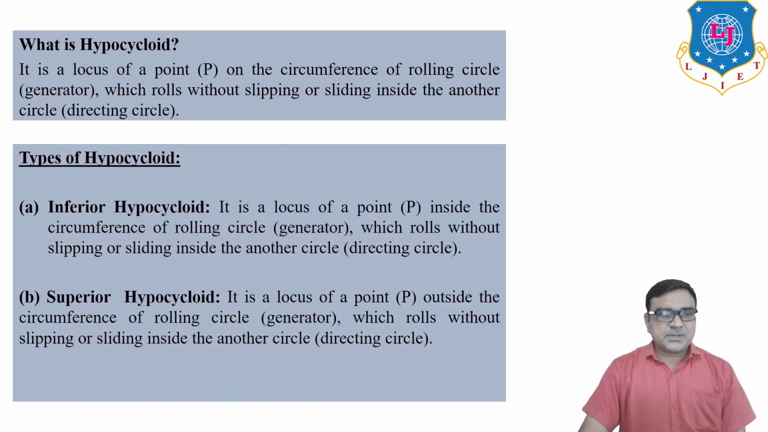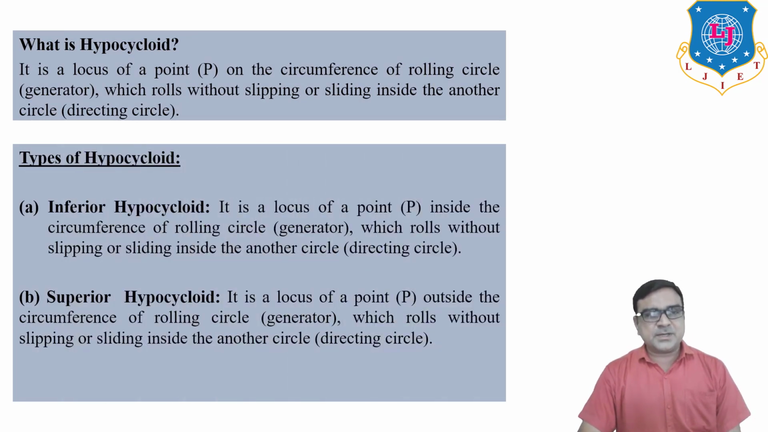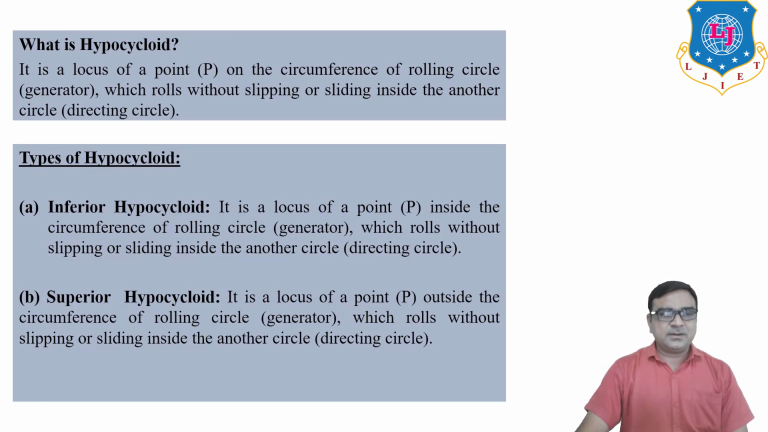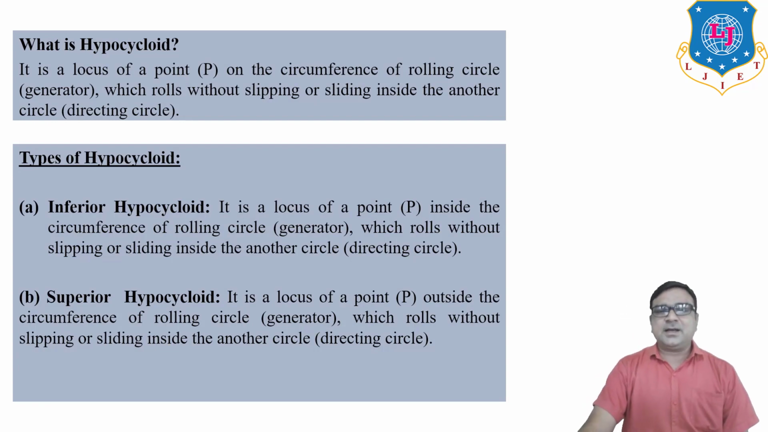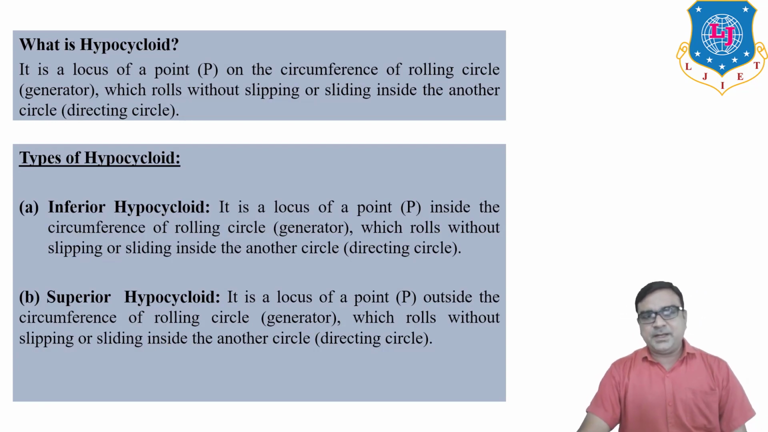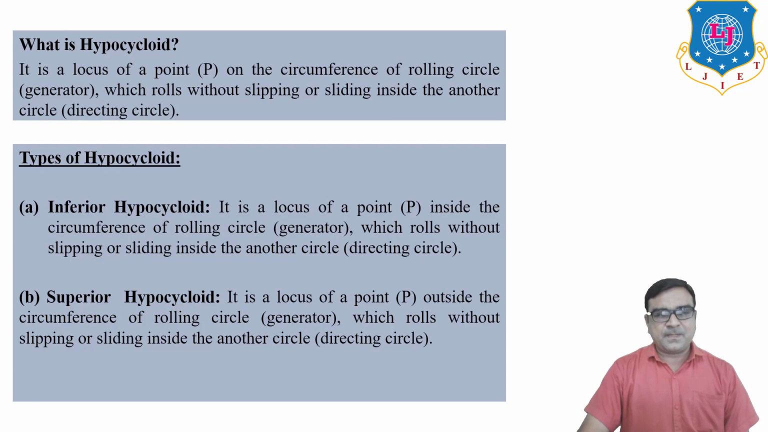Now, types of hypocycloid: inferior hypocycloid and superior hypocycloid. Inferior hypocycloid means it is a locus of point P inside the circumference of the rolling circle which rolls without slipping or sliding inside another circle. And superior hypocycloid means it is a locus of point P outside the circumference of the rolling circle which rolls without slipping or sliding inside another circle.